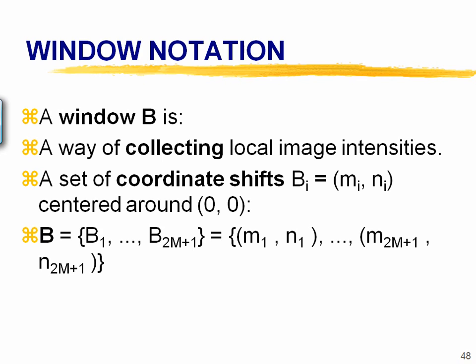Make sense? Which means we can define B as being a set of coordinate points, B sub 1 to B sub 2m plus 1, because that is the number of elements we have within that window, and correspondingly we would define each one of them with an m comma n coordinate point.